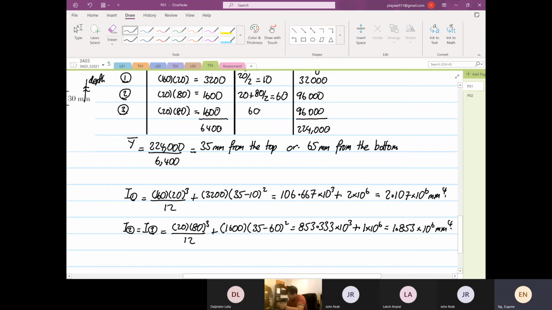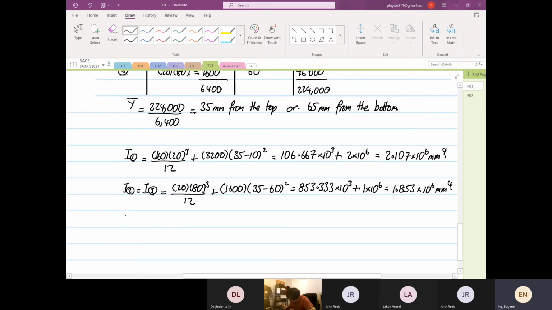Power 3 divided by 12 plus 160 times (35 minus 60) squared. Yep. Okay, so finally we can come up with our I total. So it's equal to 2.107 plus twice, because I2 and I3 are the same, 1.853, times 10 to the power 6. So this will be equal to 2.107 times 10 to the power 6 plus 2 times 1.853 times 10 to the power 6, which is equal to 5.813 times 10 to the power 6 millimeters to the power 4.